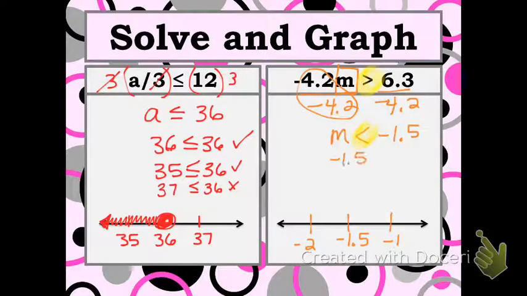Negative 1.5 is my cutoff point. It is not a solution. Negative 1.5 is not less than negative 1.5, so I have an open circle. Negative 2 is less than negative 1.5, so I do shade on the side of the negative 2. Negative 1 is not less than negative 1.5, so I do not shade on the side of the negative 1.